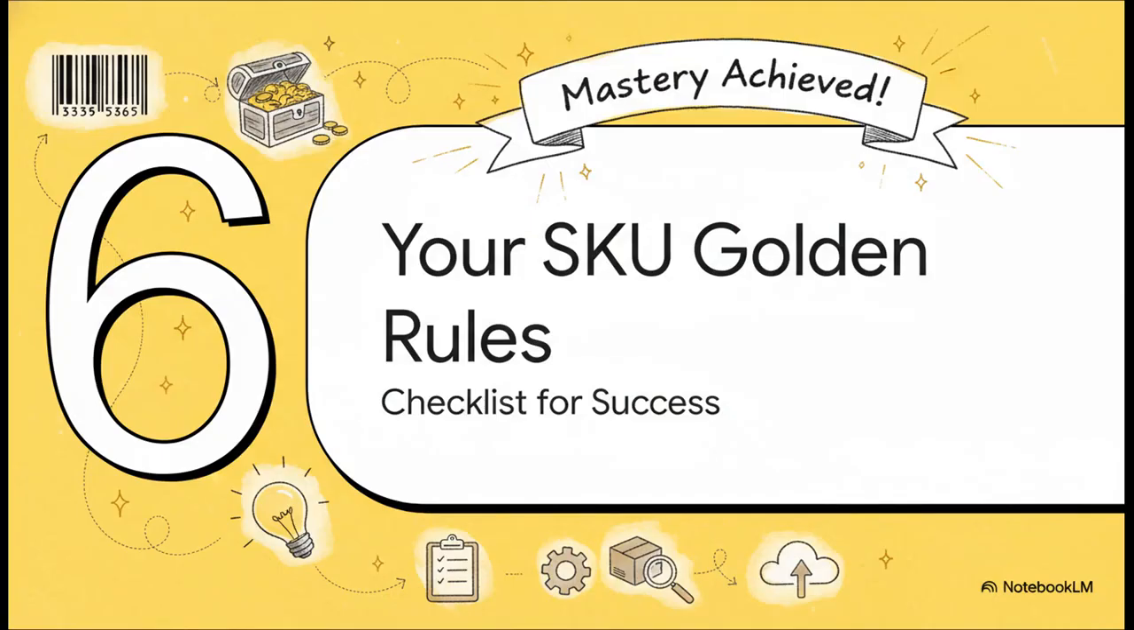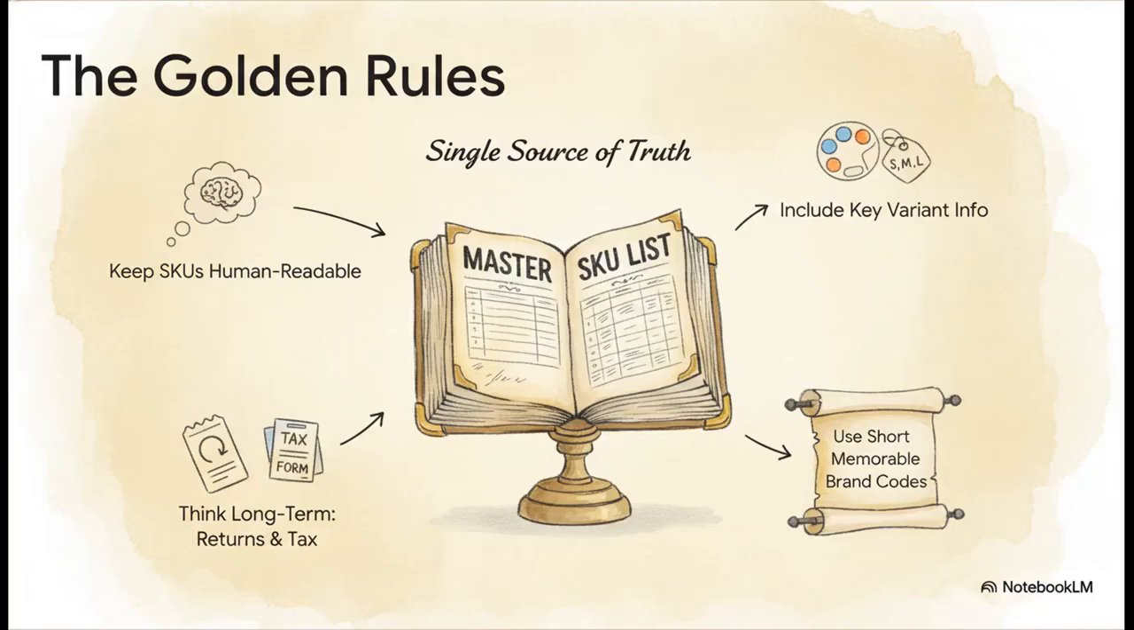Whew, we have covered a lot of ground. So let's bring it all together into a final actionable checklist. Think of these as your golden rules for achieving total SKU mastery. Okay, here are the golden rules. Keep your codes readable for humans. Always include those key details like color and size. Think long-term. How will this work for returns and taxes down the road?